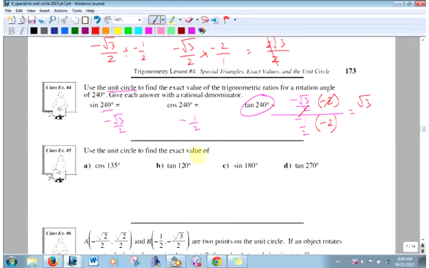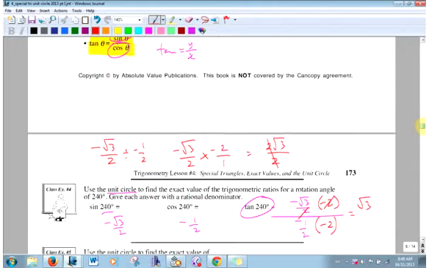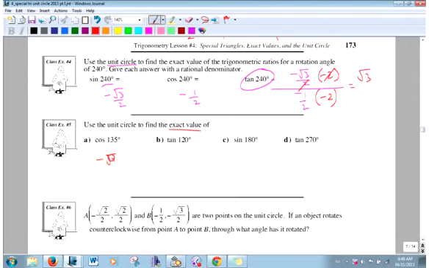Use the unit circle to find the exact value of cos 135. Where's 135 on my unit circle? Here he is. What was cosine? X coordinate or y coordinate? Cosine is the x coordinate. That's always first, right? That's in terms of x, y. So negative root 2 over 2. Okay? Piece of cake, right?